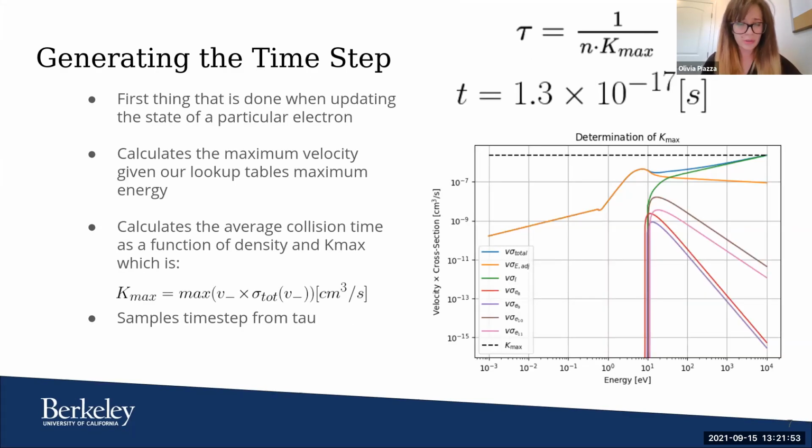Generating time steps is worth brief mention since it's vital in capturing the dynamics of the system. The time step, as previously mentioned, is generated by determining some Kmax factors shown in the plot to the right, and then taking the inverse of Kmax scaled by the liquid density. A time step is then sampled from this and is at most 1.3 times 10 to the negative 17 seconds. This guarantees that the time step is small enough to capture all the system dynamics without unnecessarily slowing down the simulation.